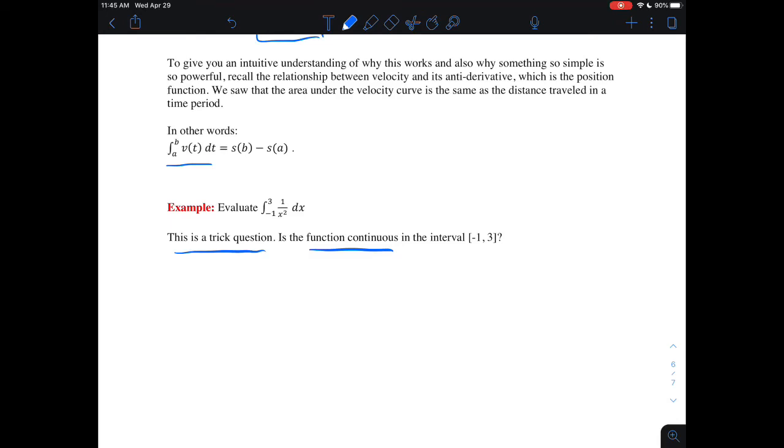So is this function continuous in the interval -1, 3? No. It is undefined at x equals 0. In fact, that's where we get a vertical asymptote. And since we have a vertical asymptote, the function is not continuous. So this is actually a case where the integral doesn't exist. That was something I mentioned a couple of sections ago.